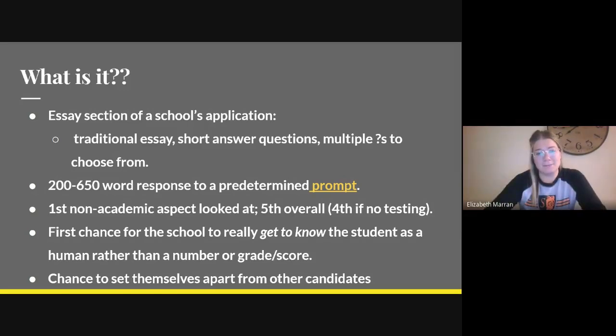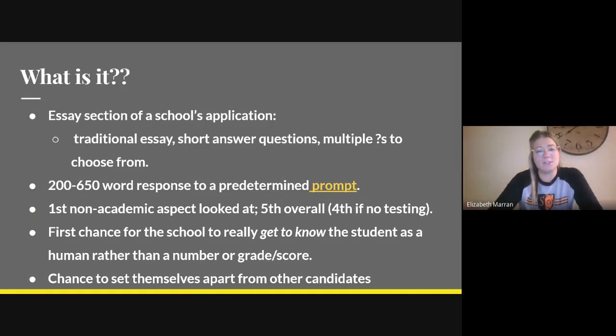As we saw in the previous slide for our activity, it's the first non-academic aspect looked at on a college application. So fifth overall, or fourth if there's no testing. Those first top ones are really going to be about your transcripts, your grades, and the preparatory classes you took, and the essay is really going to be that first chance, that first way that the admissions counselors get to know you, the student, and what you're going to bring to campus, right?